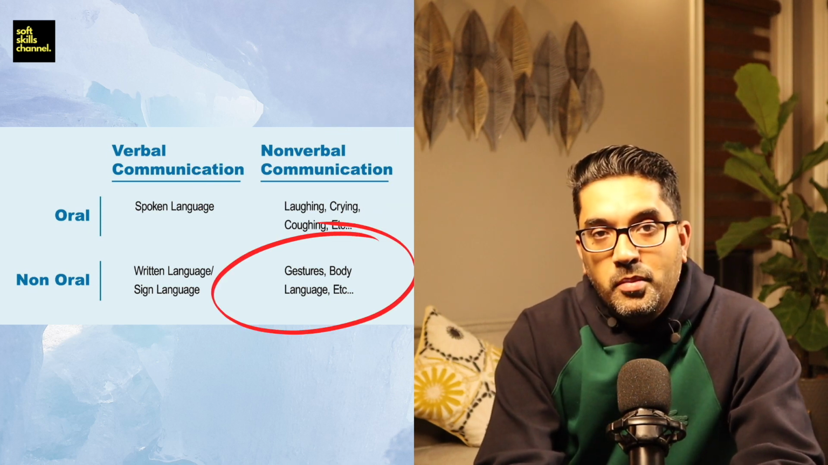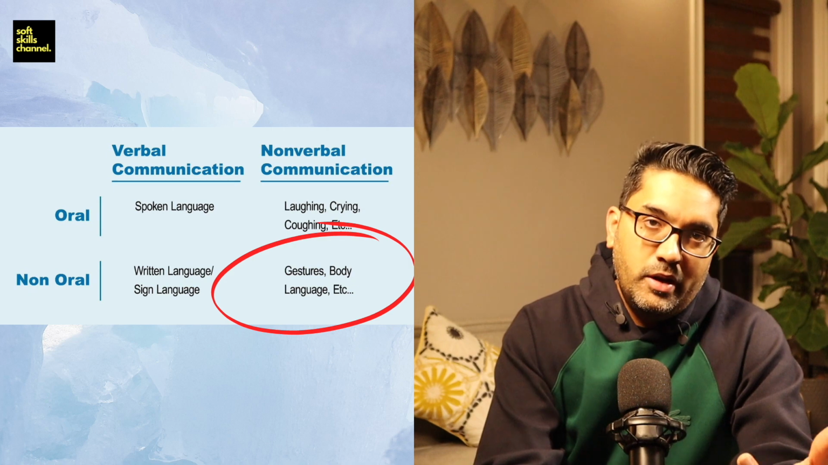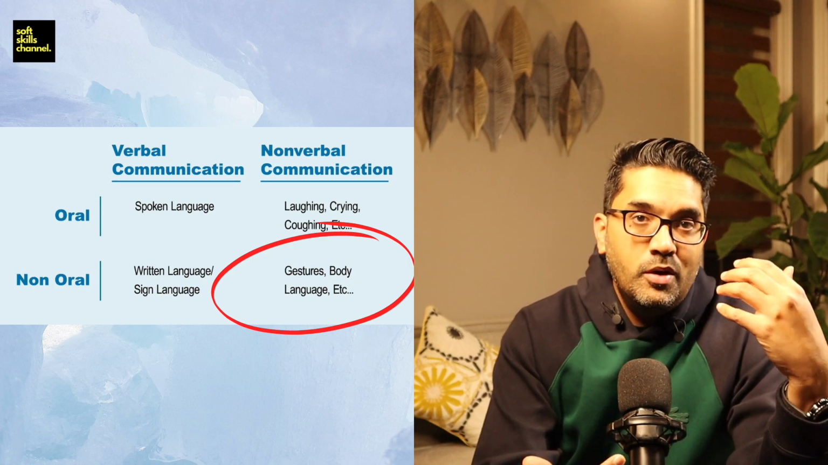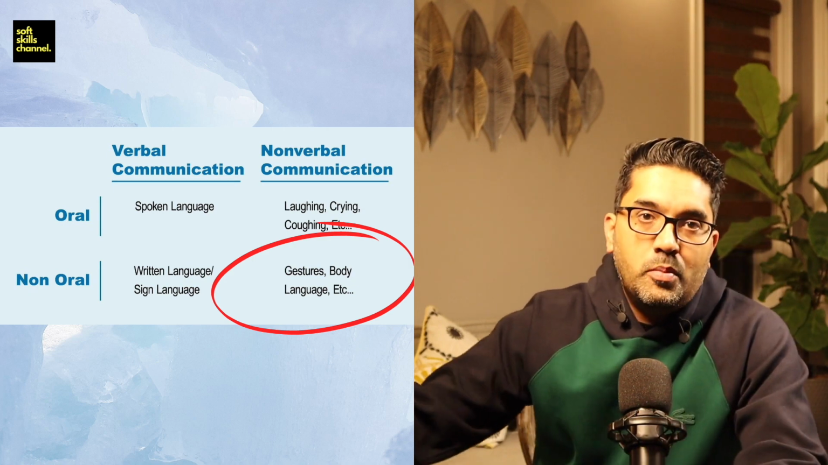And finally, the non-verbal, non-oral communication is basically your body language, how you use your hands, how you use your eye contact. And we'll talk a lot about that in the next video as well. So now let's go a little bit deeper into verbal communication. So how you can improve it.